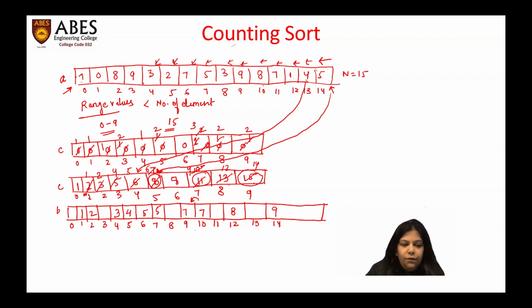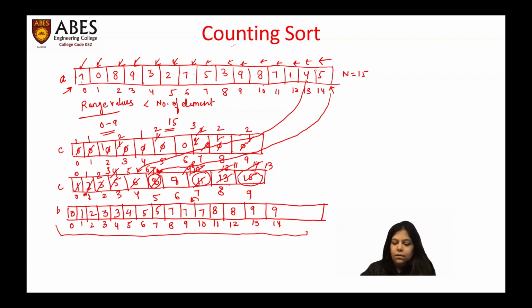Then we have value 3. For 3, we have 4. This will be decremented and it will be stored at index 3. Right? The next value that we have is 9. For 9, we have value 14. So this will be stored at index number 13. Then we have 8. For 8, we have value 12. So this will be stored at index number 11. Then we have 0. For 0, we have value 1. So this will be stored at index number 0. Then we have 7. For 7, we have value 9. So this will be stored at index number 8. Right? So this is how we have got the sorted values. Now let us discuss the algorithm of this technique.